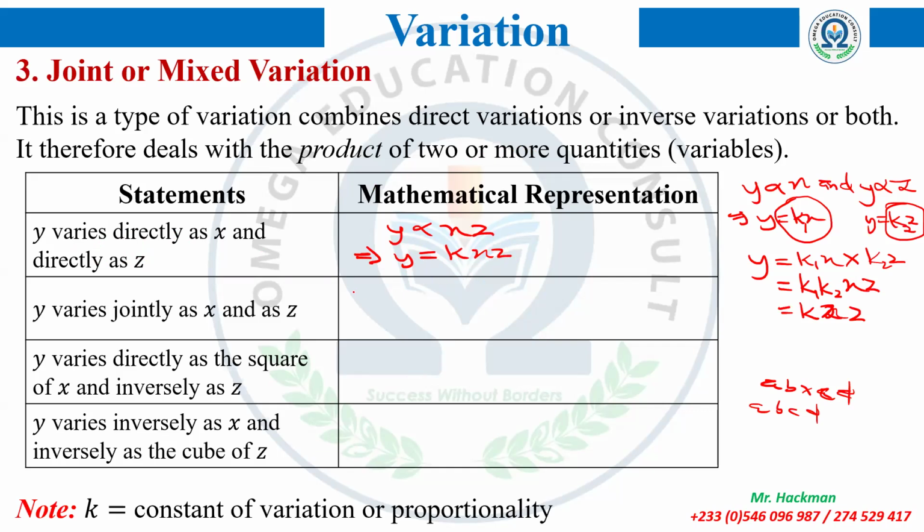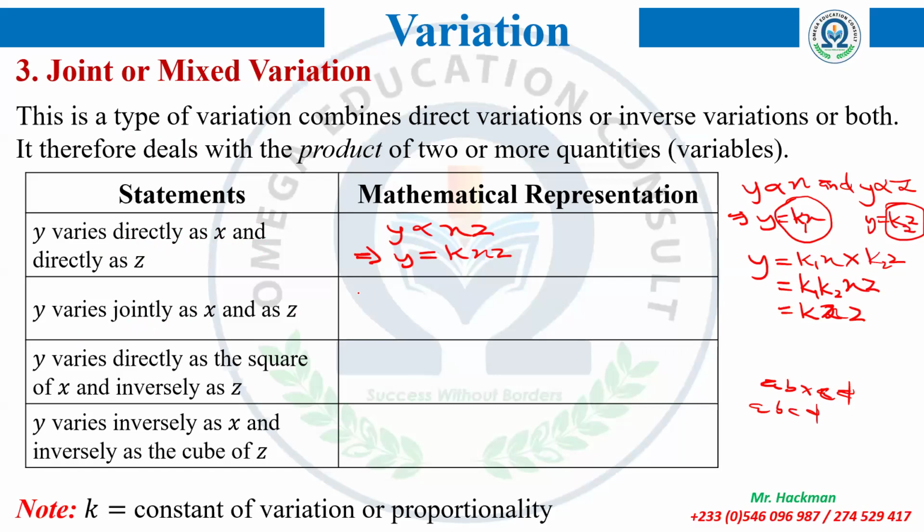Take note. Now let's look at Y varies jointly as X and jointly as Z. You can see that this statement is basically the same as this. Do you agree? Only that from the first one, you see directly as X, and immediately jointly comes in, you should know that you are dealing with joint, or mixed. That's the more reason why you multiply these two variables. Another keyword is jointly, so you should know that you are dealing with joint variation.